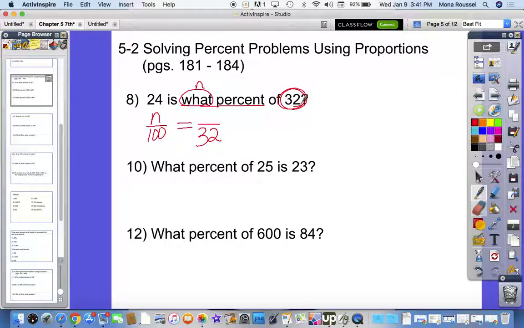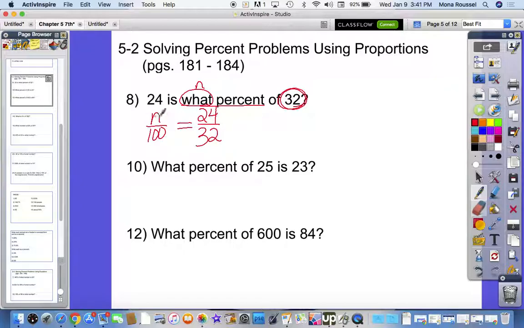The number behind the "of" is our total. That's going to go here at the bottom, opposite of the 100, which is the total of a percent. 24 is the other term. So we want to know 24 is what percent of 32.